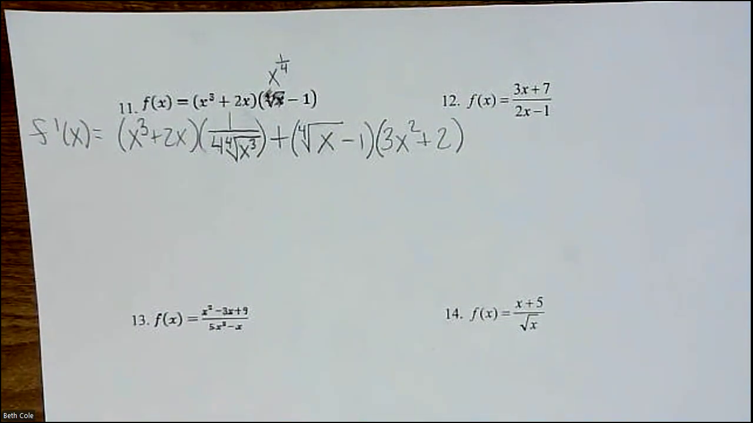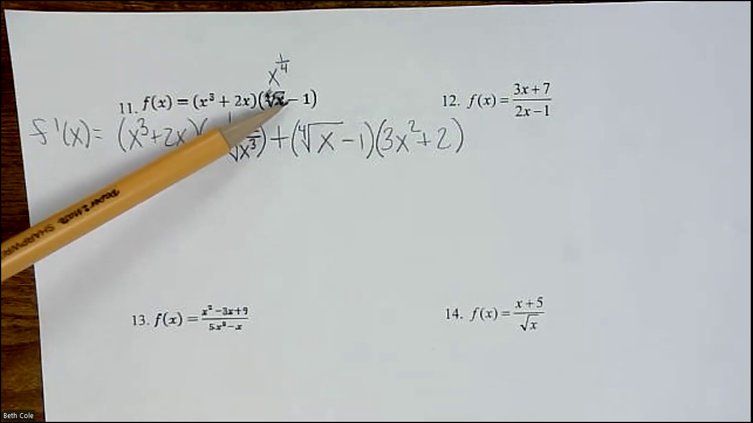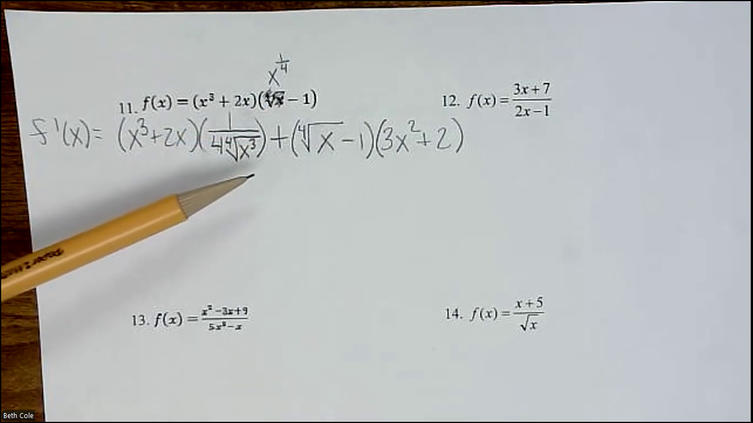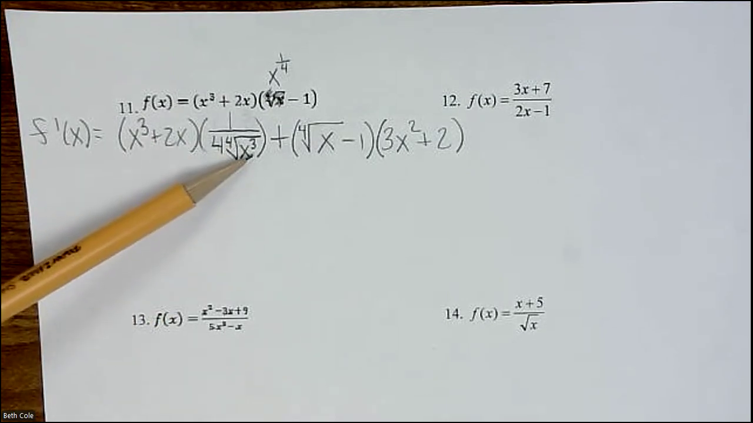Now, if you're like, Miss Cole, there's no way I'm going to remember which number goes where, you will. This is how you remember. If it was a fourth root in the problem, it's a fourth root in the answer. That's not fundamentally going to change. So there's only one other spot for the 3.